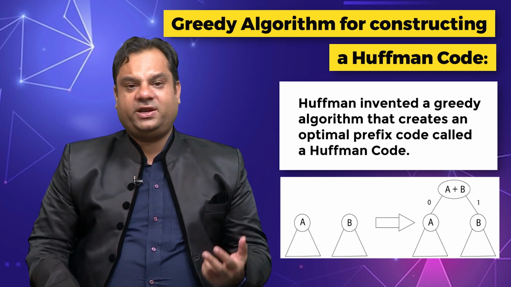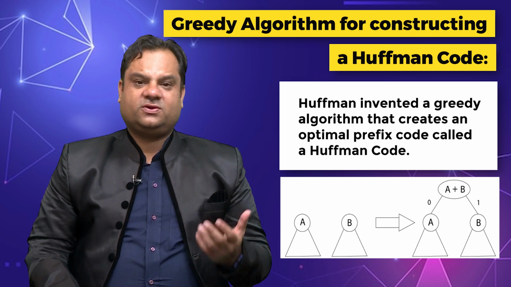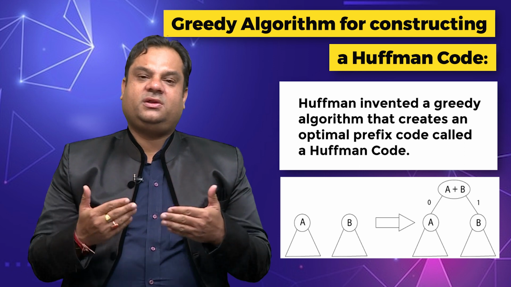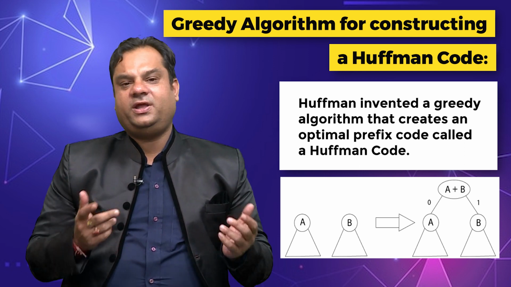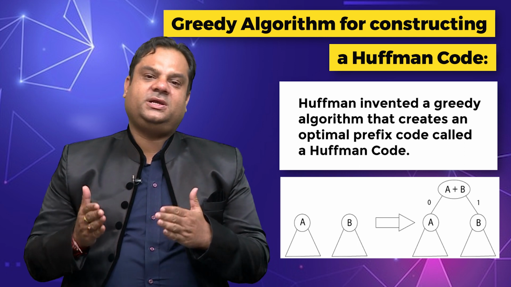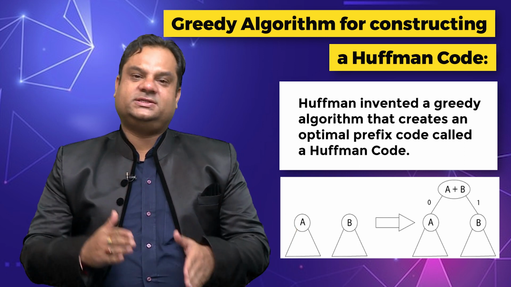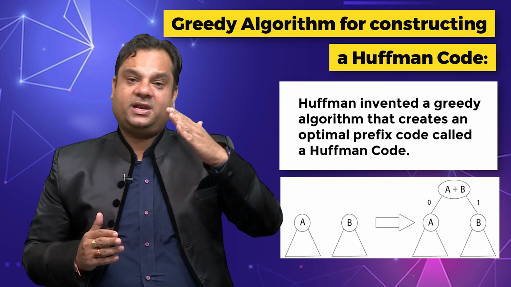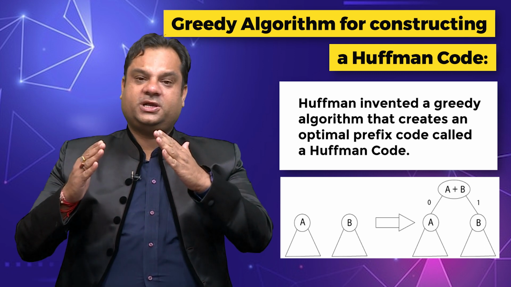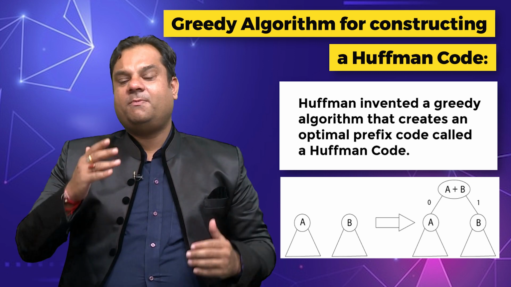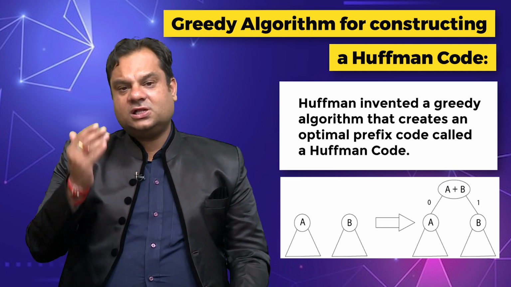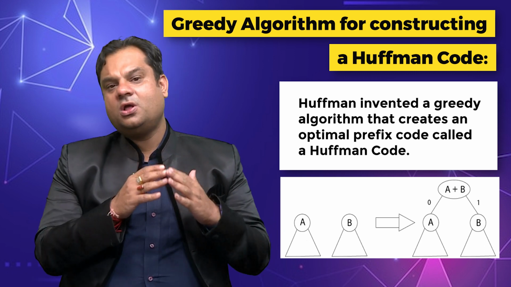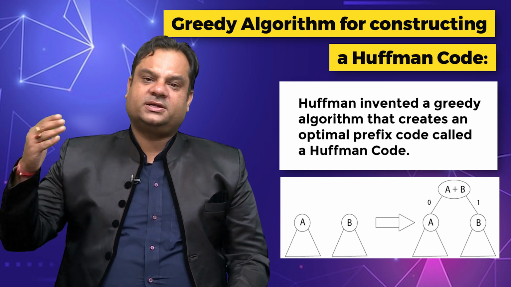Suppose we have two variables A and B, A having some frequency, B having some frequency. We add both of them and create a parent node in the form of A plus B. A should be connected as the left successor of parent node A plus B, and B should be connected as the right successor of parent node A plus B. Also, what we connect at the left subtree we mark as 0, and what we connect at the right subtree we mark as 1.